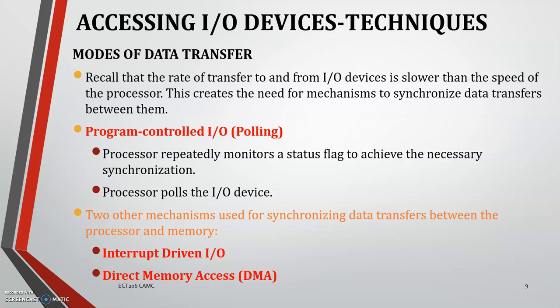But it is a very slow process, because when a third device needs to access the processor to input data, the processor first checks the first device. If it doesn't want to input data, then it checks the second device, and the status of the second device also shows that it doesn't want to input data. Then the processor goes to the third device. So we write a program to continuously monitor the status register of each input device connected to the processor.